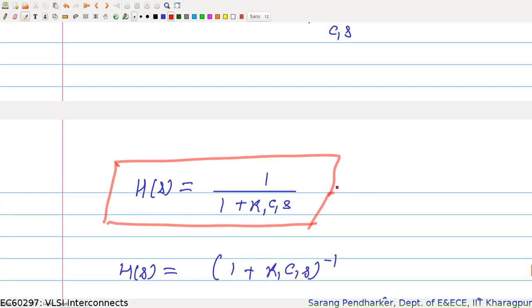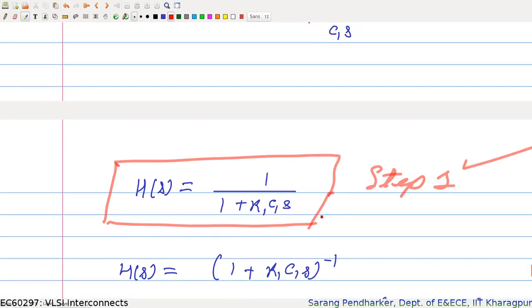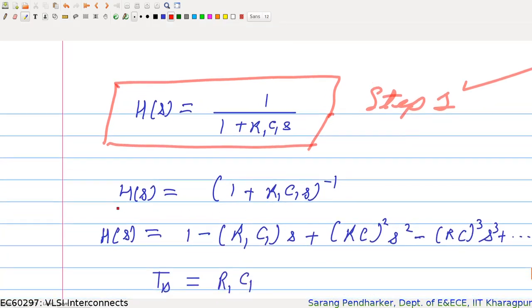Now what we want to do, we have the first step done, right? So step 1, check, you have the transfer function. Now what is step 2? We want to expand this in powers of s. So let's take the binomial expansion.